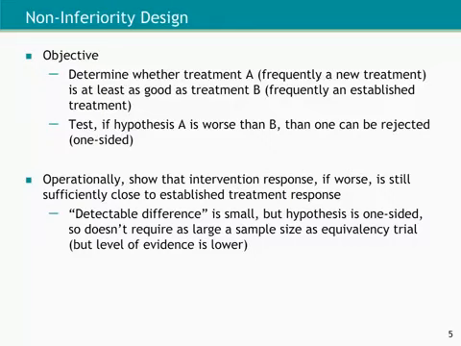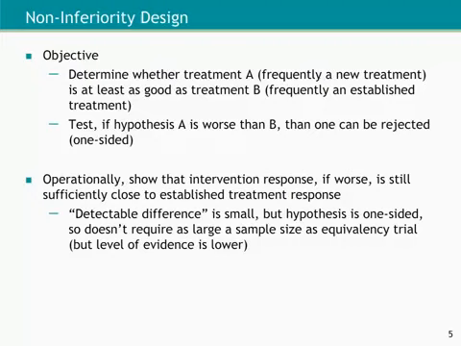In other words, the observed estimates for which we would reject the null hypothesis are located entirely in one tail of the probability distribution of the outcome. Operationally, we need to show that the new treatment's response, if worse, is still sufficiently close to the established treatment's response so that we are comfortable with saying that the new treatment is as good as or not worse than the established treatment. Again, like with the equivalence design, we're looking for a very small detectable difference. But for the non-inferiority trial, the hypothesis is one-sided, whereas with the equivalence design, the hypothesis is two-sided.